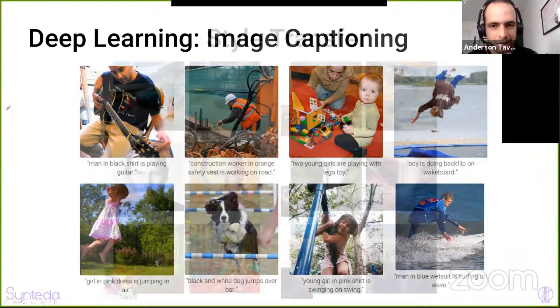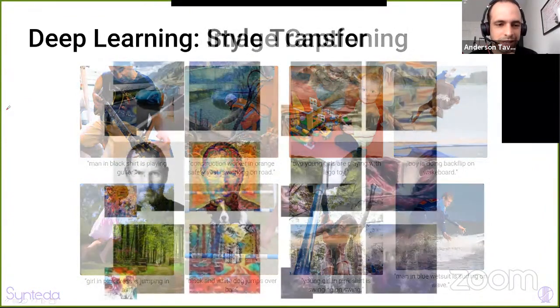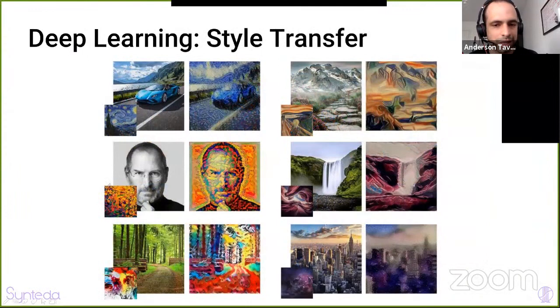Also style transfer, where you can encode a painting: we calculate the features of the painting in order to apply those features to other photos. So we could transfer the style of Van Gogh, for instance.